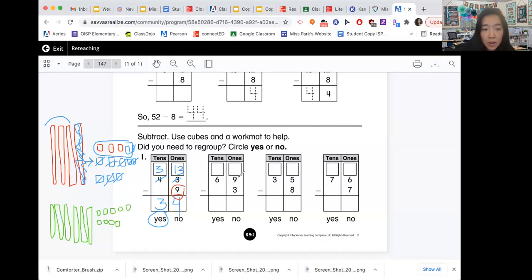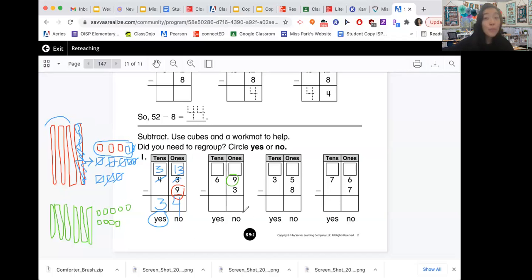So which one is bigger, 9 or 3? 9 is bigger. What is our poem? More on top, no need to stop. Very good, Ray and Ava and everyone else who said it. More on top, no need to stop. So do we need to regroup?